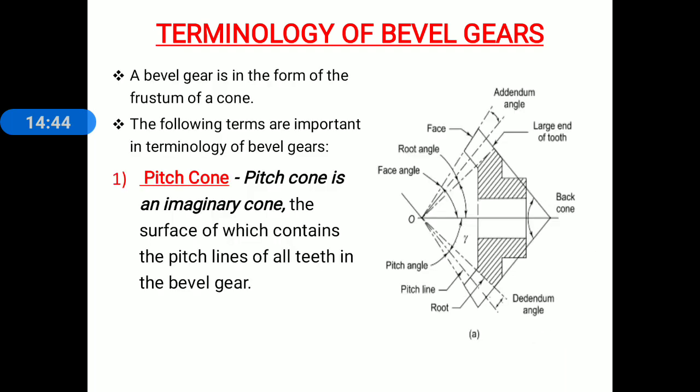First point, pitch cone. Pitch cone is an imaginary cone, the surface of which contains the pitch line of all the teeth in the bevel gear. Now observe the left portion of this sketch. That is shown by the dotted line, that is the imaginary cone, and the surface of that cone contains the pitch line of all the teeth. That is called pitch cone. This is the first point in terminology.